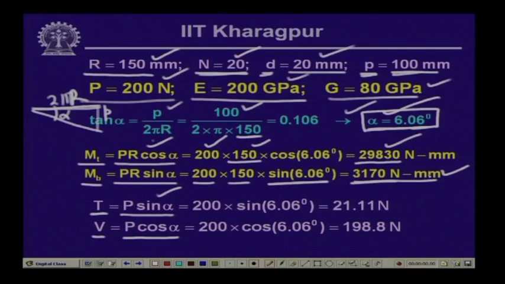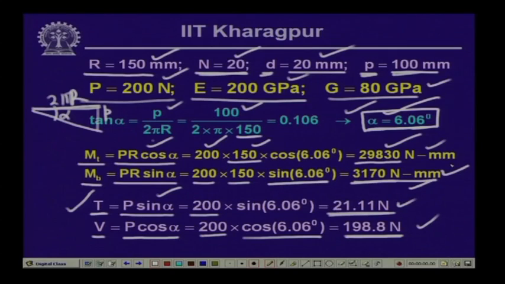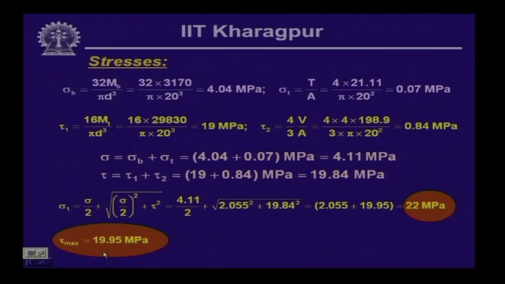So, so much is the bending moment. Now, the value of the axial tensile pull T is equal to P sin alpha, which is equal to 200 into sin of 6.06 degree, which is equal to 21.11 Newton, and the transverse shear V is equal to 200 cos of this, which is equal to 198.8 Newton. So, these are the four force components which the spring wire is subjected to. Now, let us compute the value of the stresses corresponding to each of these force quantities.